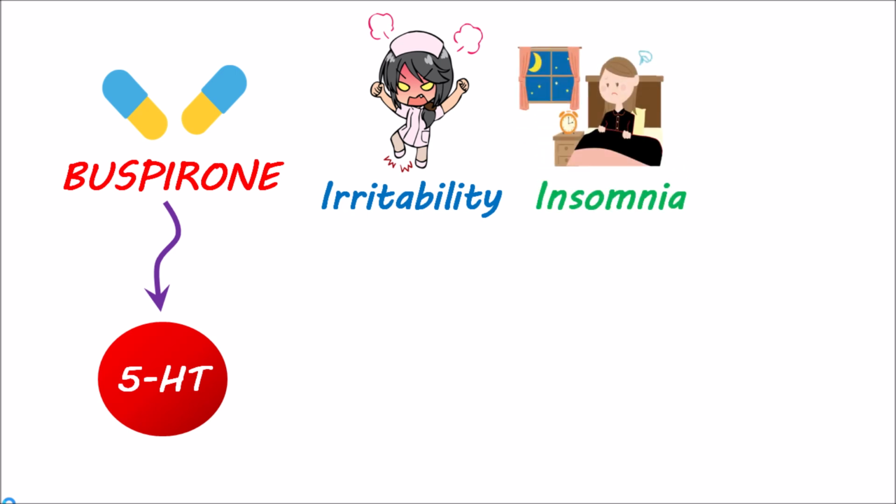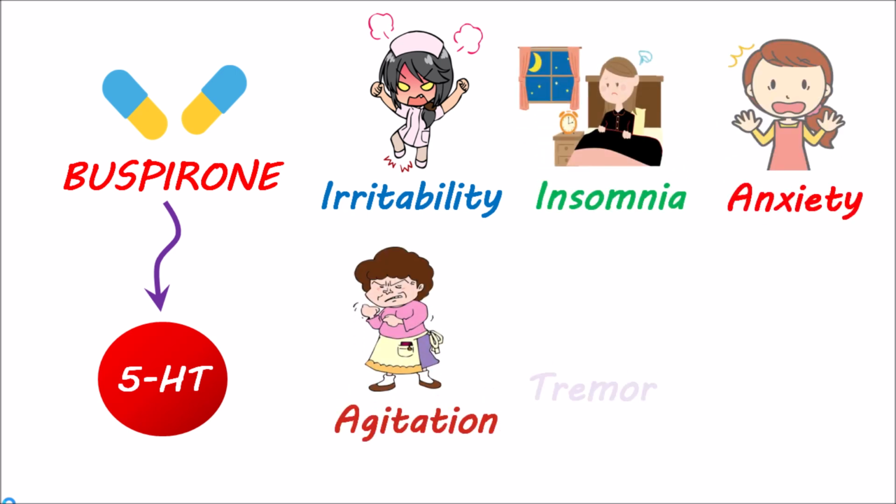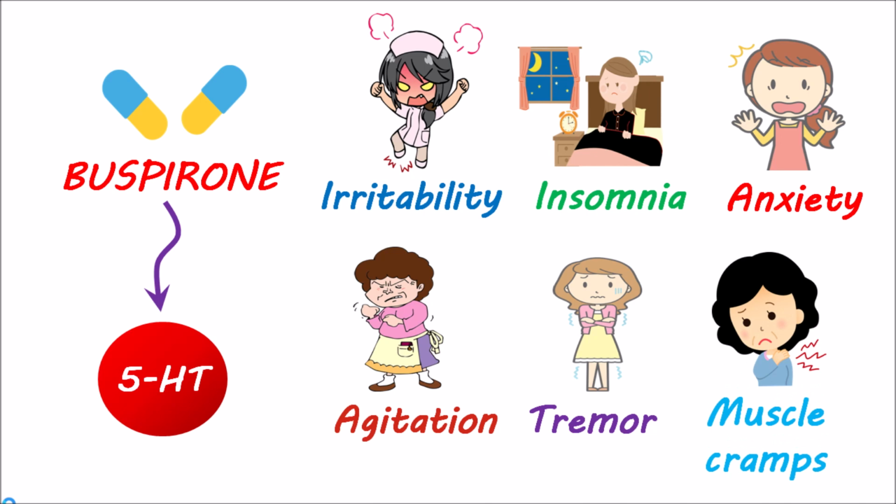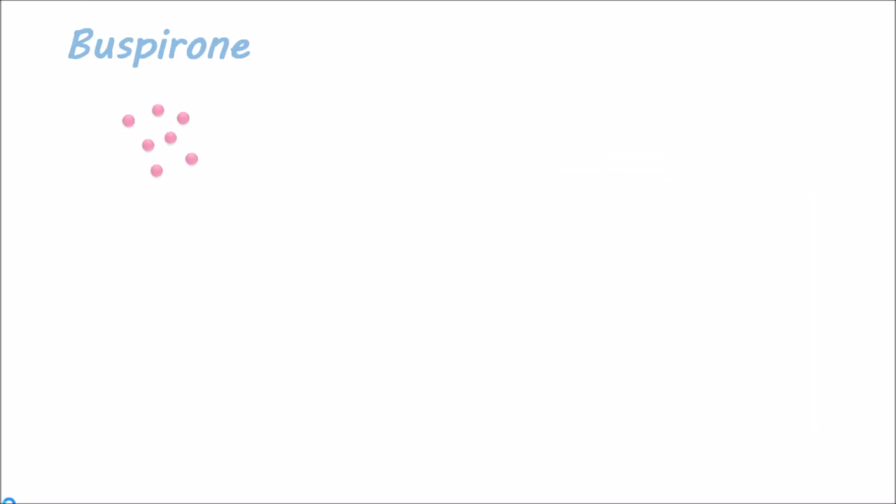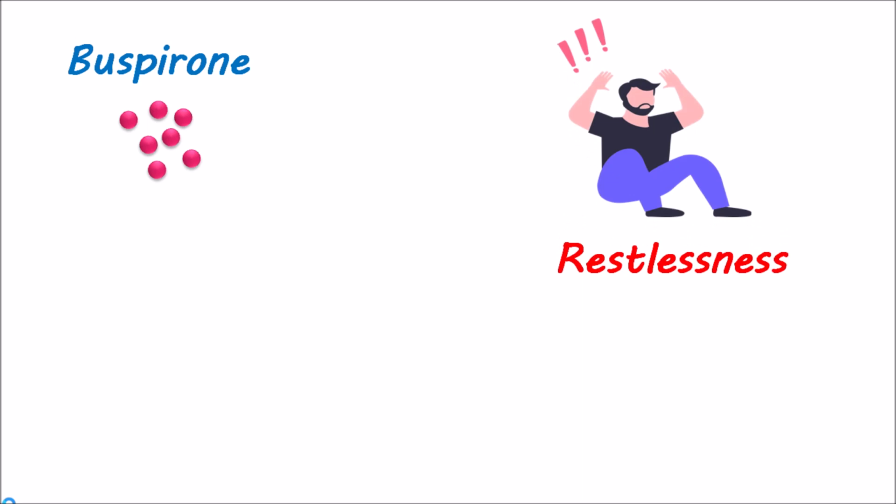So the sudden replacement of benzos with buspirone may result in the development of some of the symptoms, like irritability, insomnia, anxiety, agitation, tremor, and muscle cramps, which are not controlled by buspirone. Therefore, even with the start of buspirone therapy, benzos shouldn't be suddenly withdrawn, and the dose should be slowly tapered to reduce withdrawal effects.